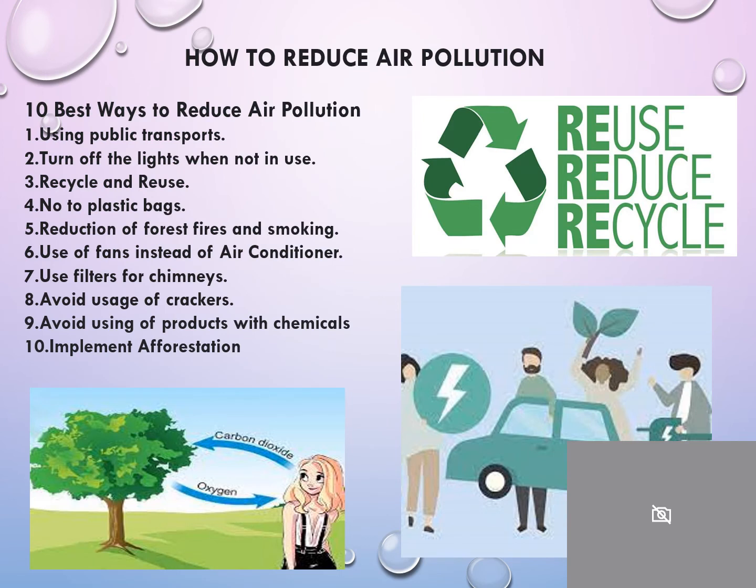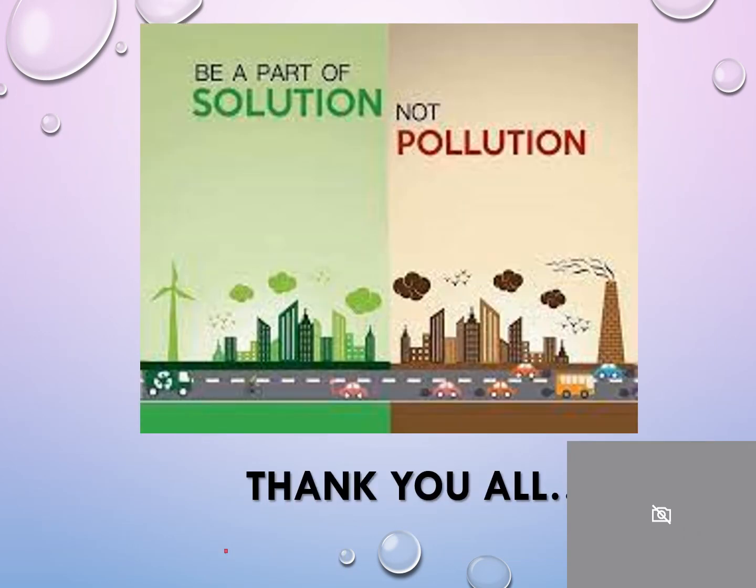Here I listed 10 best ways to reduce air pollution. One is using public transport. Second, turn off the light when not in use. Recycle and reuse. Say no to plastic bags. Reduce forest fires and smoking. Use fans instead of air conditioners, use filters for the chimneys, avoid usage of crackers, avoid using products with chemicals, and implement afforestation. These are the processes to reduce carbon footprint and air pollution.